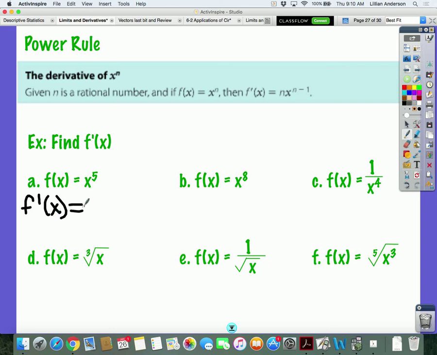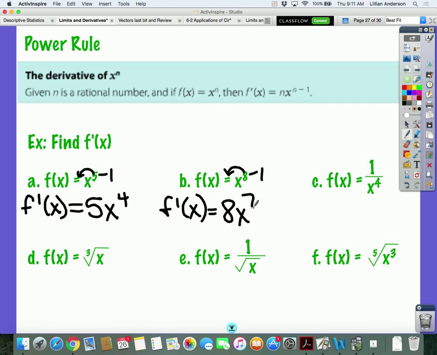What will be the derivative of A? 5x to the 4. 5x to the 4, because you bring the exponent down and then you subtract 1 from it. Okay? Look at B, the derivative. Remember, you bring the exponent down to the front, you subtract 1, so that turns into what? 3x squared. Oh, wait, I'm at... It's an A. What would that one be? 8x to the 7th. There we go.